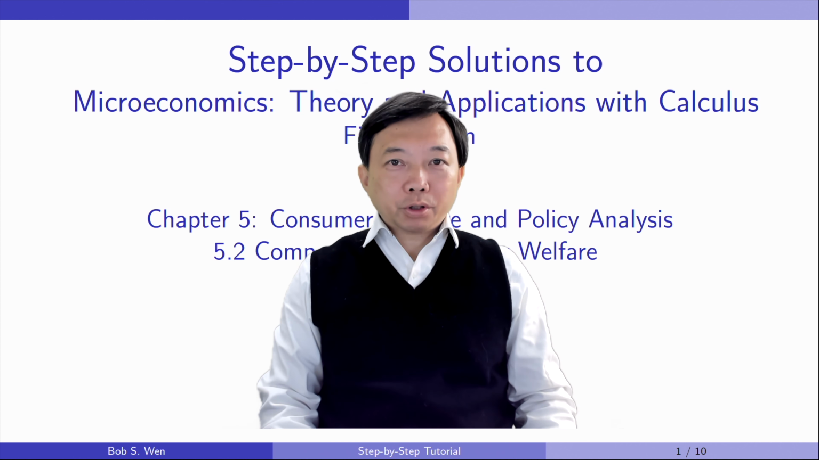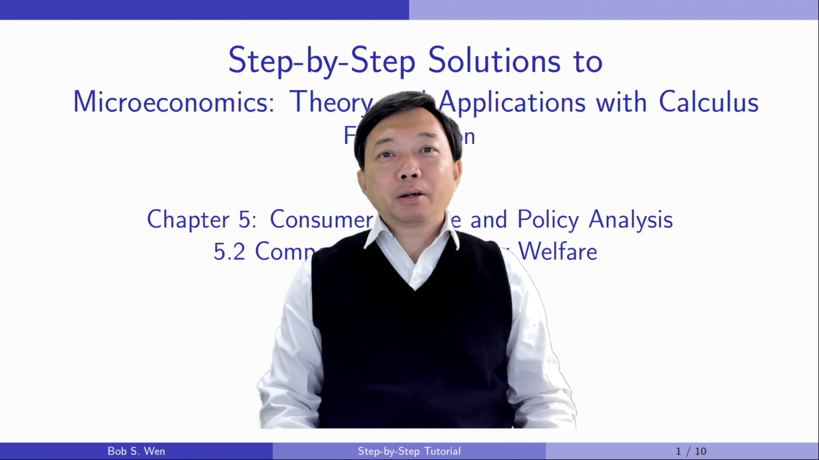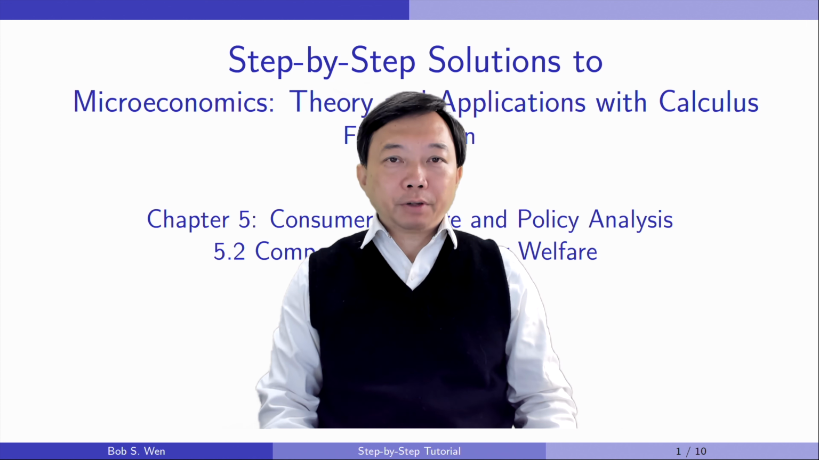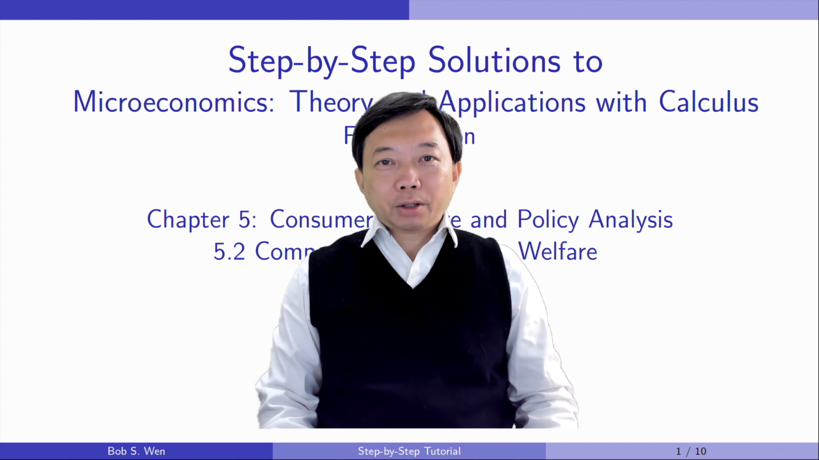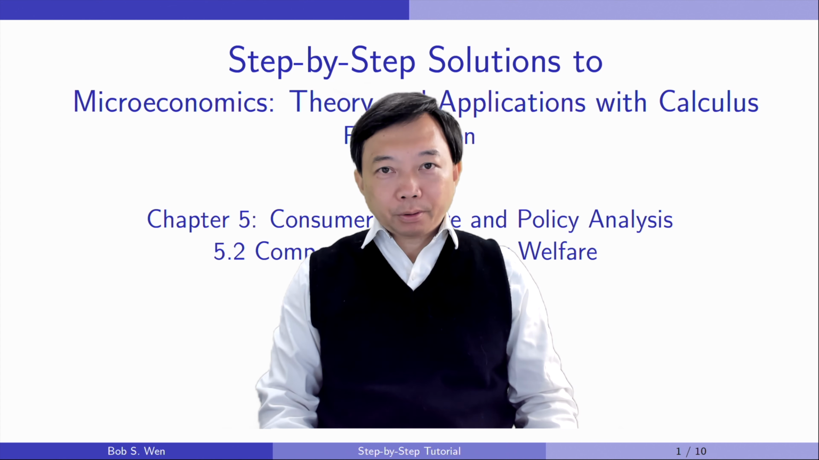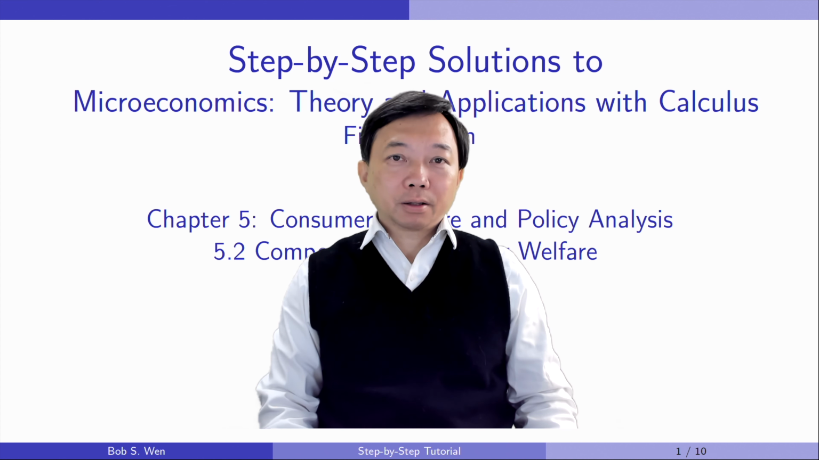We will continue our solutions to the exercises for Chapter 5, Consumer Welfare and Policy Analysis. We will solve the last 4 problems about the compensated consumer welfare. I used the textbook Microeconomics, Theory and Applications with Calculus, the 5th edition by Professor Jeffrey Perloff. The solutions are as detailed as possible. I hope they help you better understand and master the course.